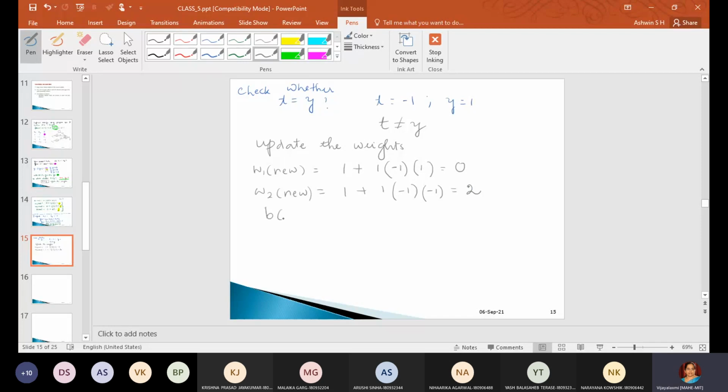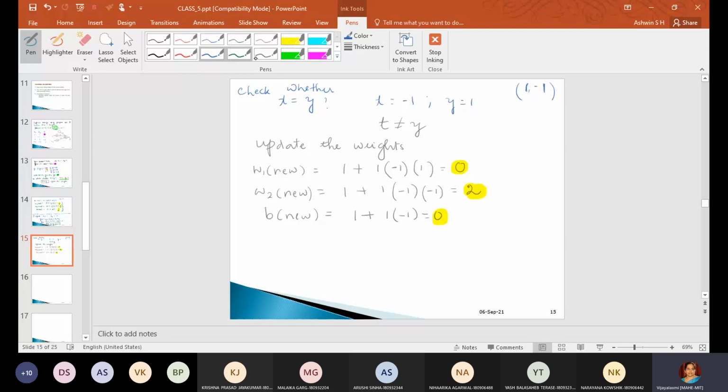B new is equal to B old plus alpha into minus 1, which is equal to 0. Please note 0, 2, 0. This is the weight you have got for the inputs. Your inputs are now 1 and minus 1. Okay, second row in the truth table. For 1 and minus 1, you have got the new weights 0, 2, 0. Okay, only the second input is done.